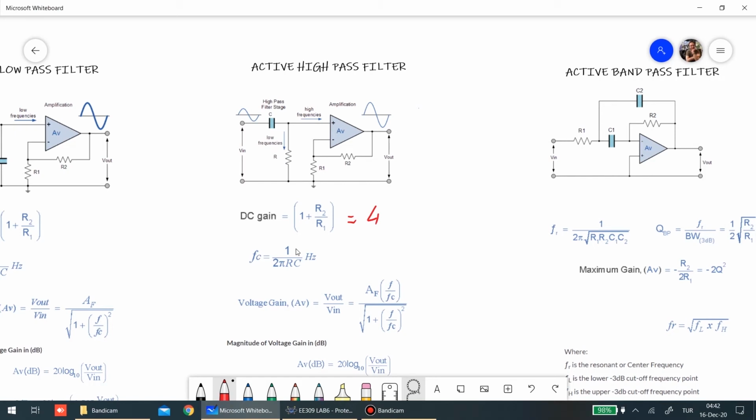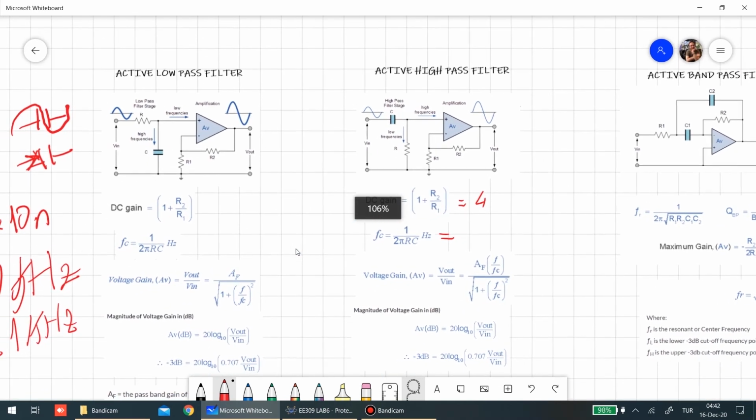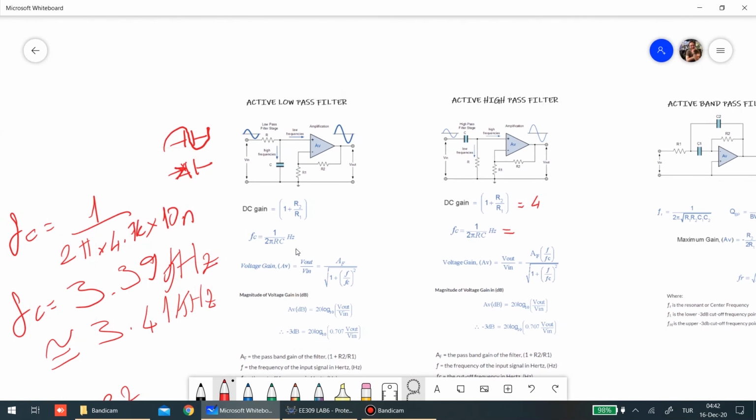The cutoff frequency is the same as before, which was 3.39 kilohertz. Now the voltage gain will be 4 times F over 3.39 kilohertz, over the square root of 1 plus (F over 3.39 kilohertz) squared.